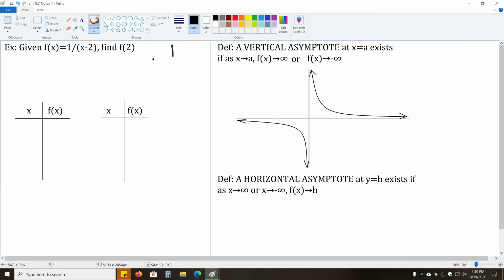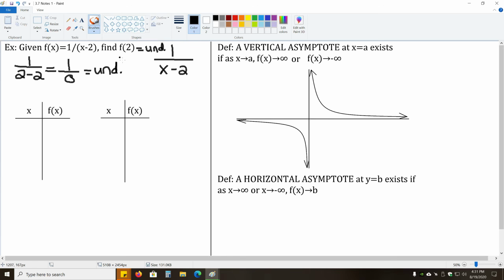So our function, written normally, would look like this. F of x equals 1 over x minus 2. With this, we want to find f of 2. Well, if we were to plug 2 into this function, we'd get 1 over 2 minus 2, which gives us 1 over 0, which is undefined. So f of 2 is undefined, and normally we would just stop there.